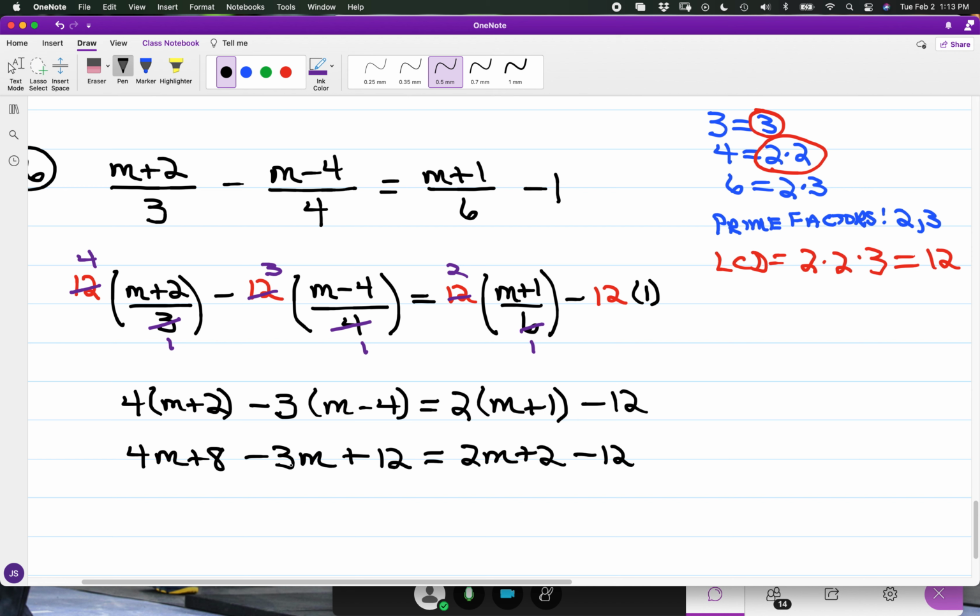We have minus 12. And we have combining the m terms and the constants together on each side. So you have 4m minus 3m becomes m. 8 plus 12, okay, that will be 20. And we have is equal to 2m and 2 minus 12. Okay, so that will be negative 10.